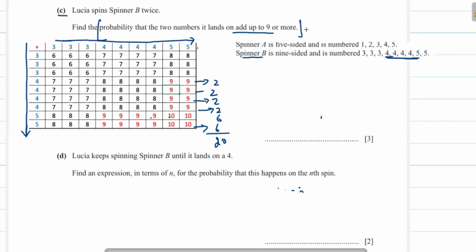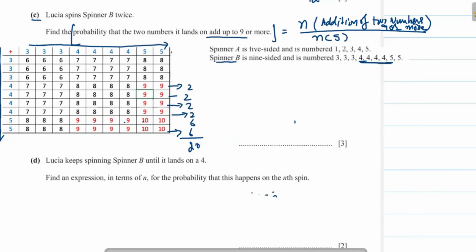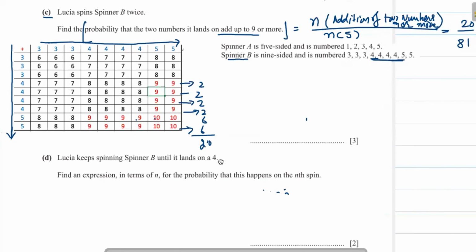Therefore, the probability that the two numbers it lands on add up to 9 or more will be equal to the number of outcomes where the sum is 9 or more divided by the total number of the sample space. You see here the total number of the sample space is 9 times 9, which is 81. We write here 81. The number of outcomes with sum 9 or more is 20. We write 20. Therefore, 20 over 81 is the probability.